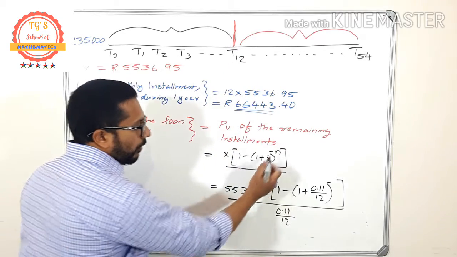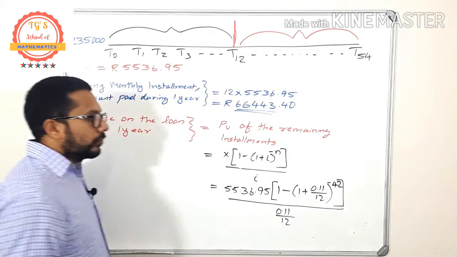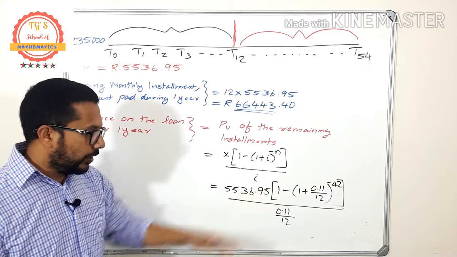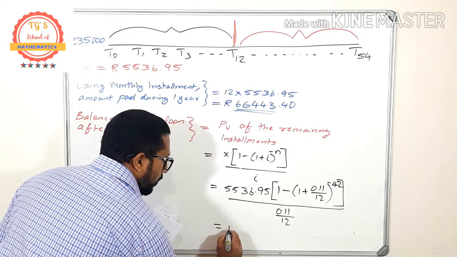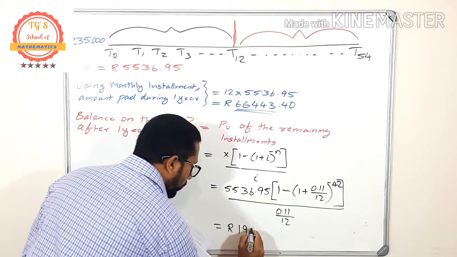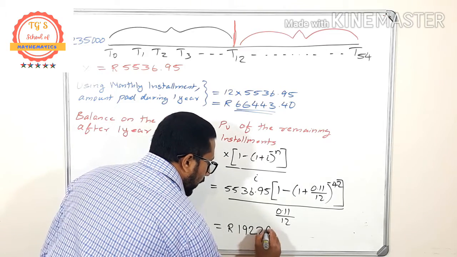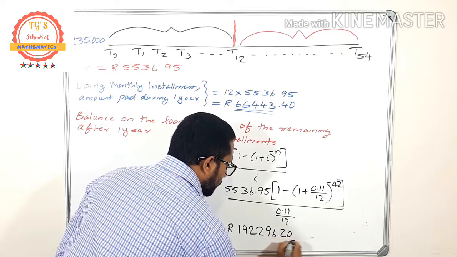So here what is the value of n? Minus 42. So please take your calculator and try to find the answer of this one. The answer that I got is 192,296 rand 20 cents.